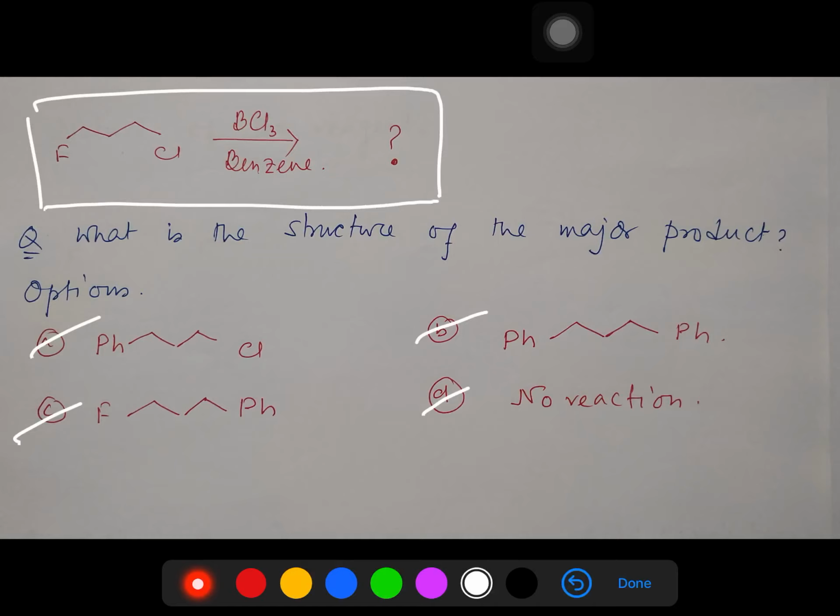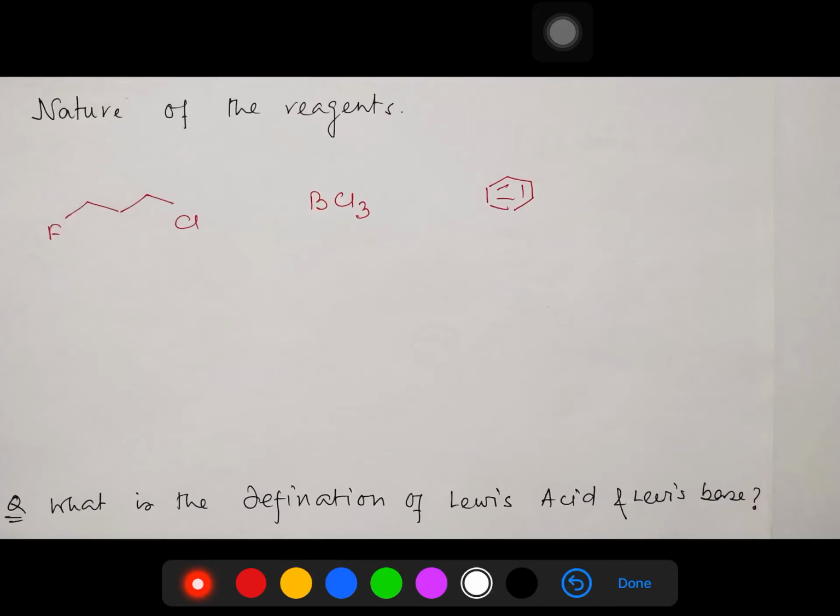Before going into details, I want to mention that if you understand the nature of the reagents, then it will be much easier for you to predict the product, because it is not possible to remember everything.